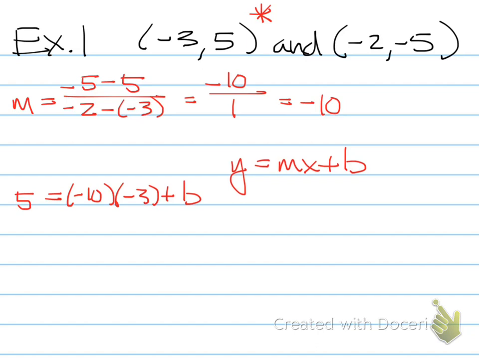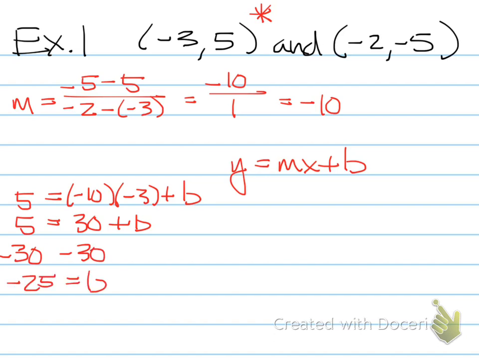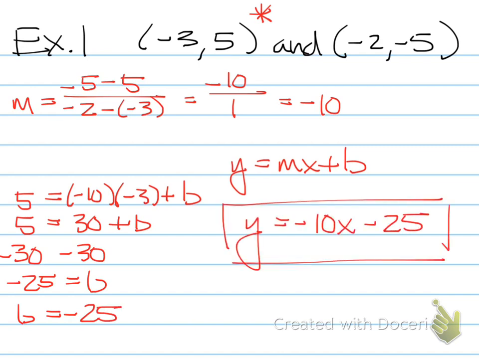Negative 10 times negative 3 is 30. Subtract 30 from both sides, and we get b equals negative 25. And now we just need to take that slope that we calculated and the b and plug it into the slope-intercept form. So that's going to give us y equals negative 10x minus 25.